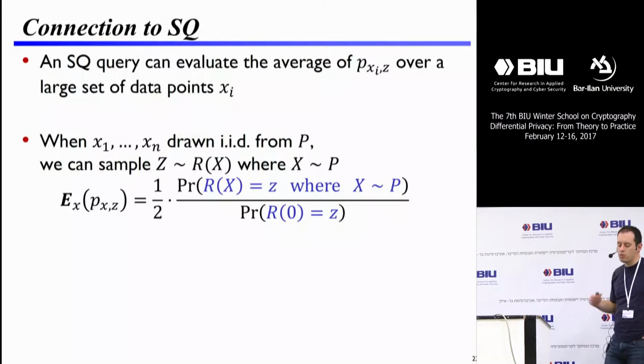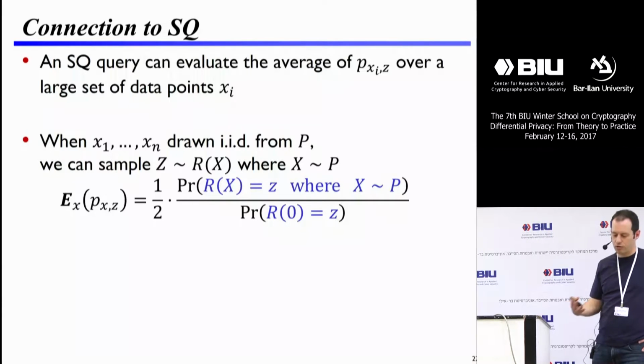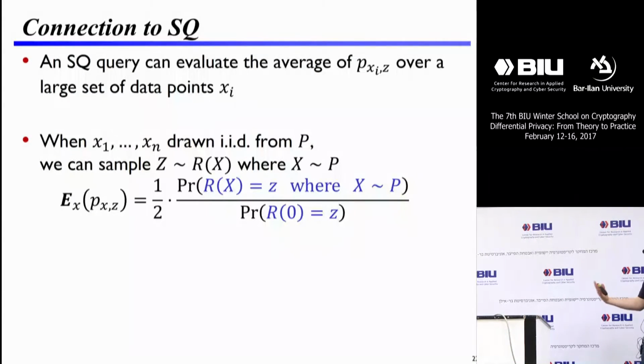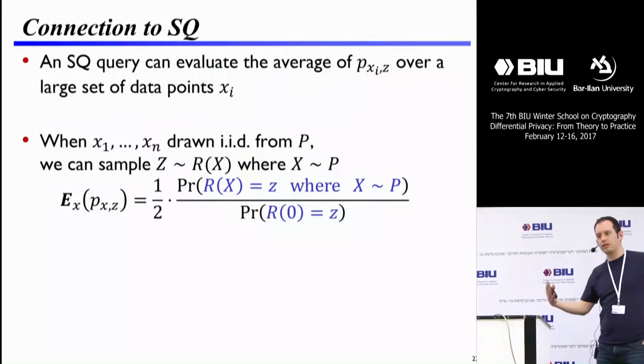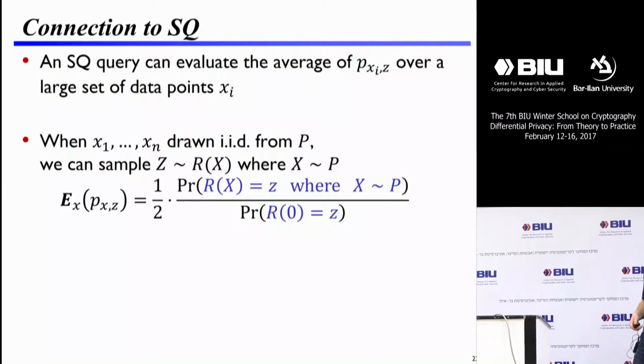So what we can do with SQ queries, if the data set has samples drawn from P, is basically simulate the way the randomizer would behave on a fresh random sample from P, and that's good enough to simulate the action of the locally differentially private protocol.